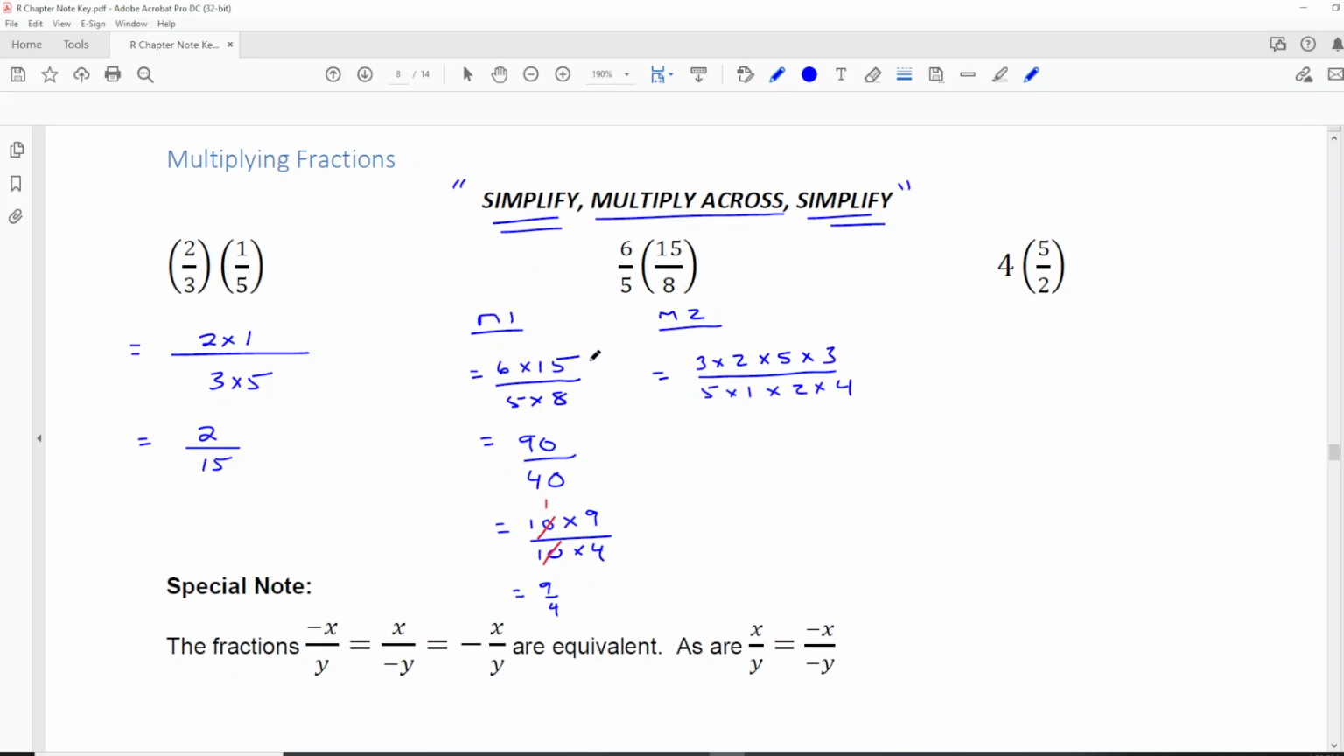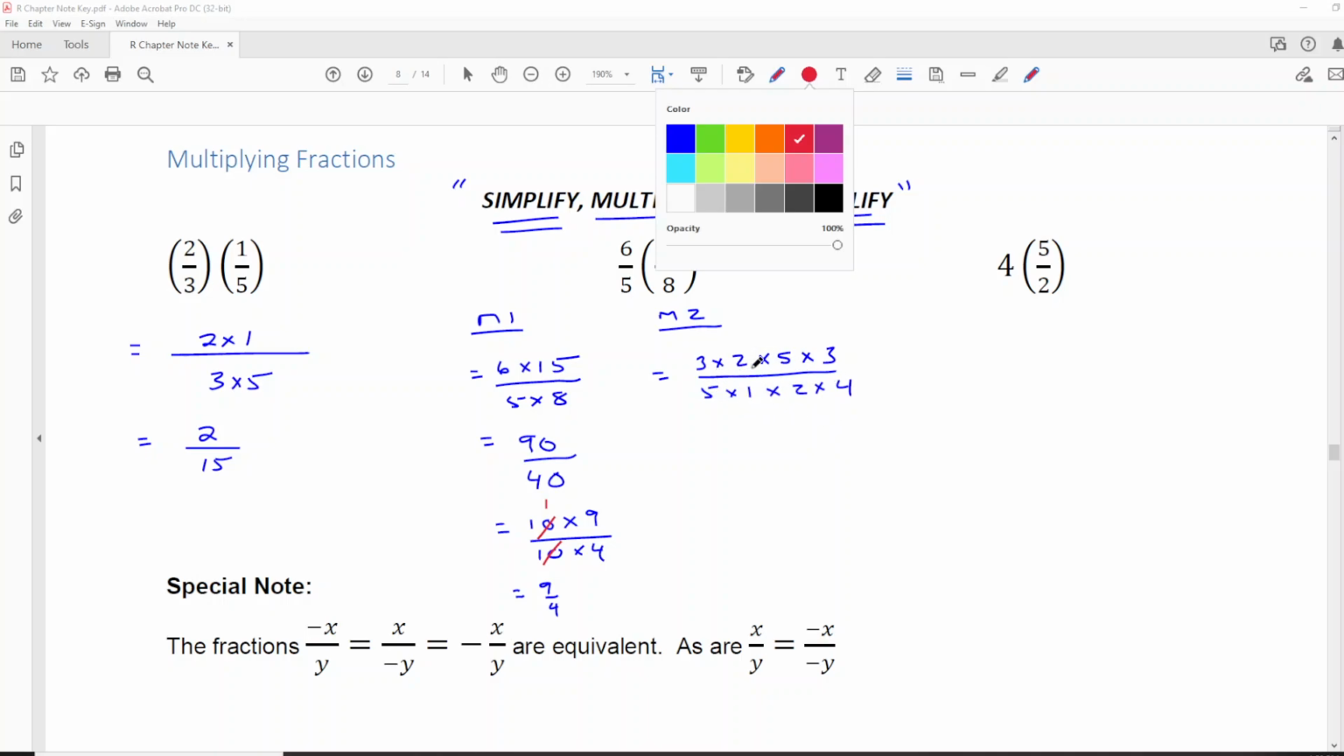But I wanted to show you why you're allowed to do this simplification. Okay, if you look here now, I've got 3 times 2 times 5 times 3, divided by 5, divided by 1, divided by 2, divided by 4. A lot of people are probably yelling and screaming, like, but Karen, it's multiplying. I'm like, yeah, it is, but it's in a division symbol.